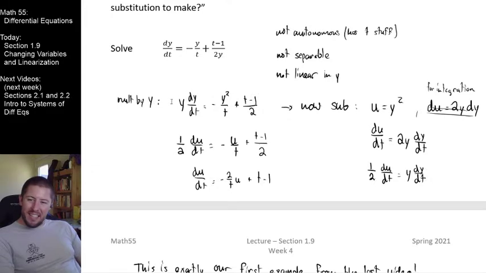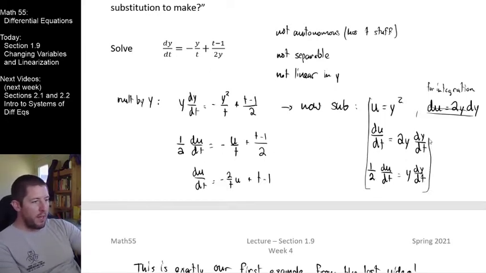And so again, these steps of multiplying by y and doing that substitution of u equals y squared, I feel like those are kind of tough for us to see right there. I think the motivation for those is pretty poor. You know, this substitution setup right here that we did is something that you guys do recognize and are familiar with from Calc 2.